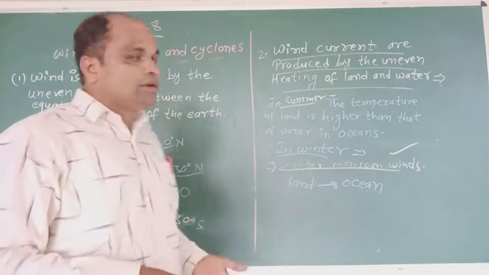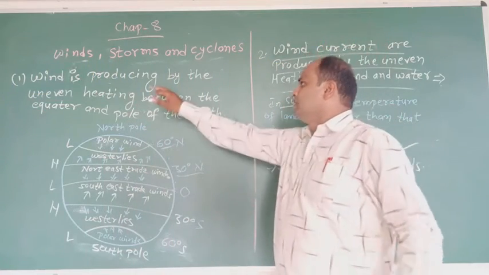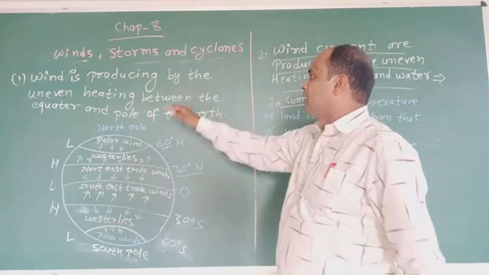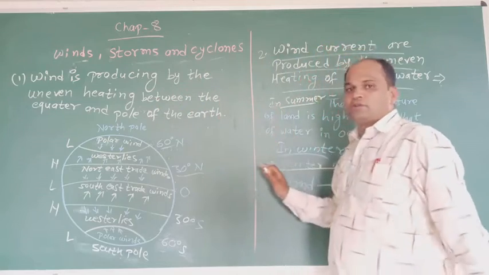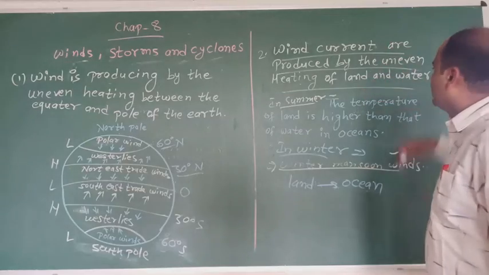Okay, so students, I hope you understood both topics. Winds are produced by the inequality of heating between the equator and poles of the earth, and second topic, wind currents are produced by the heating of the land and water.